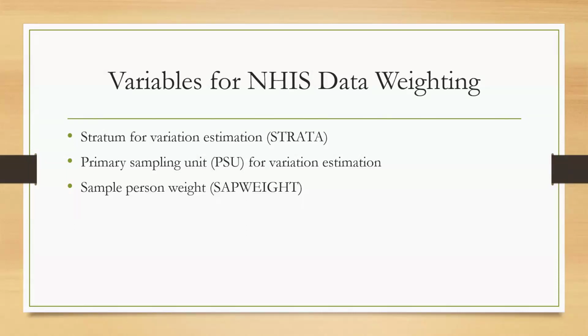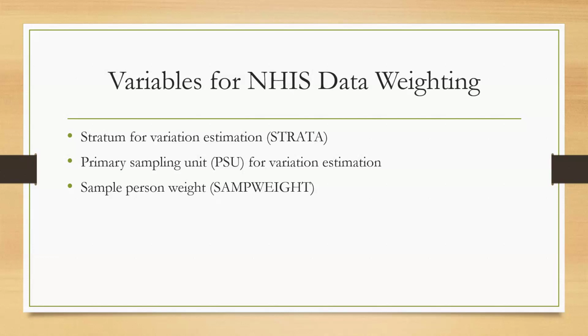So these are the three major variables you are going to look at to be able to apply the weighting process. If you look at your SPSS variable names, you are going to see these variables represented by the abbreviations strata, PSU, and sample weight.